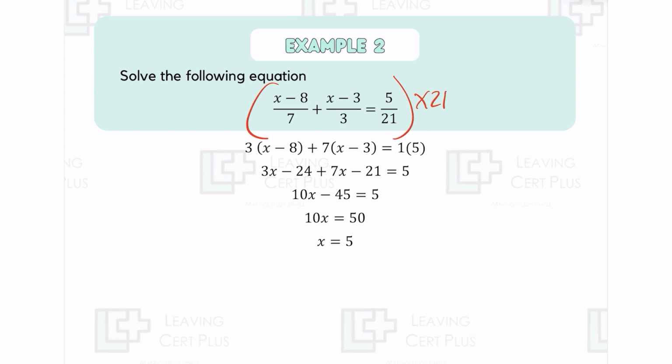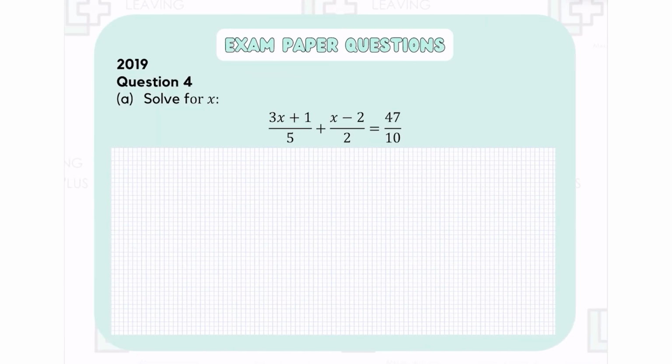Okay, exam paper question time. This is 2019 question 4 and we're asked to just solve for x. So let's go through the question as per normal. We will first of all pick a number that 5, 2 and 10 go into evenly, and that is going to be 10. We can go with 20 if you want, there's nothing wrong with it, but I'm going to keep my numbers as small as possible.